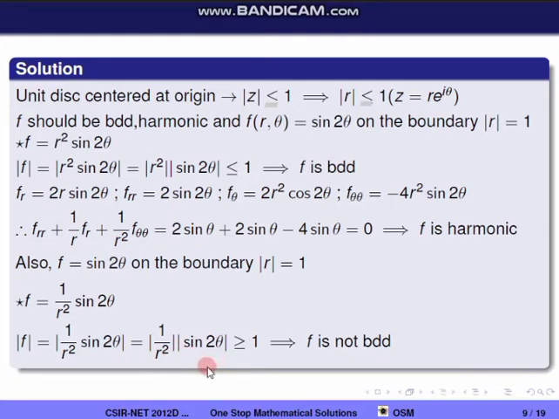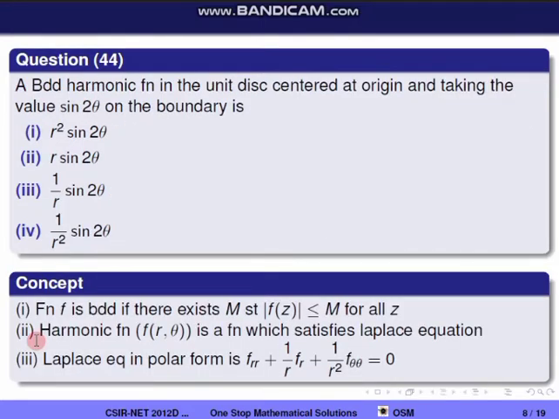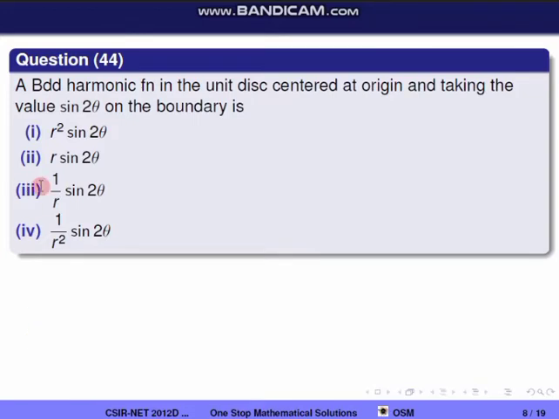But we have mod r is less than 1. So 1 by mod r will be greater than or equal to 1. And sin 2 theta's value is less than or equal to 1. So together we get this is greater than or equal to 1. But this implies f is not bounded. So this option cannot happen. So now we'll check the correct options. So the correct option is the first one.